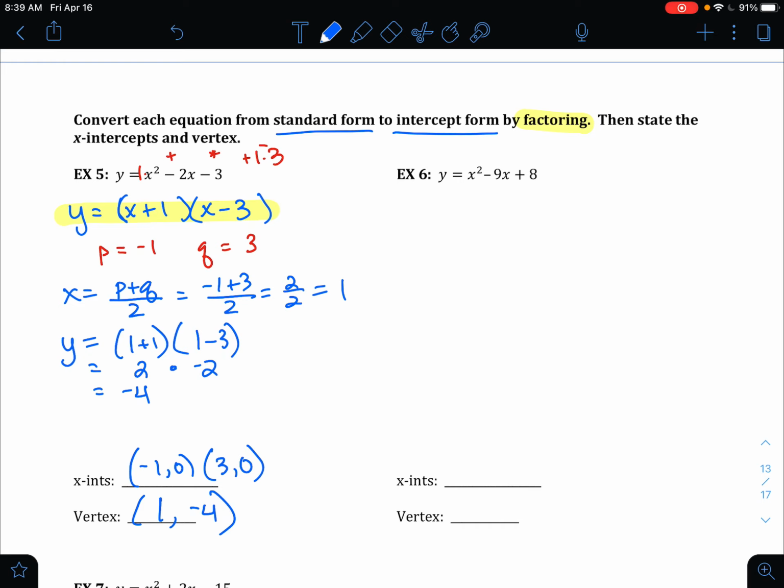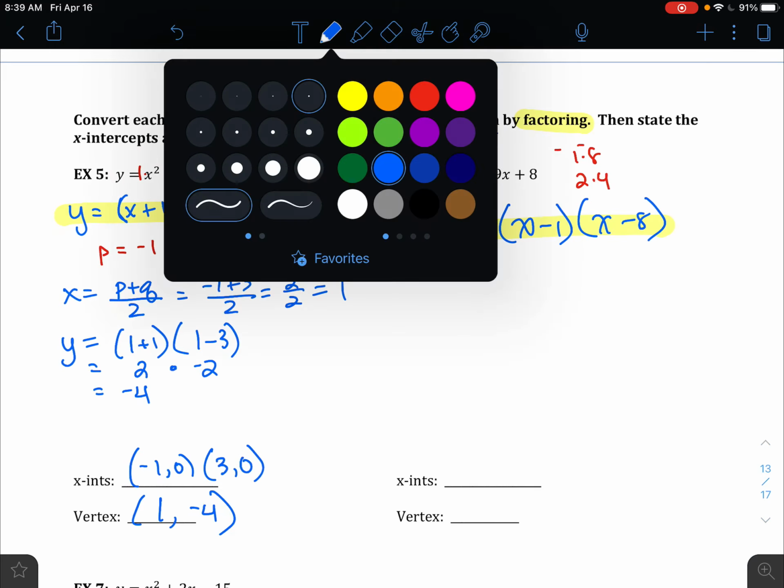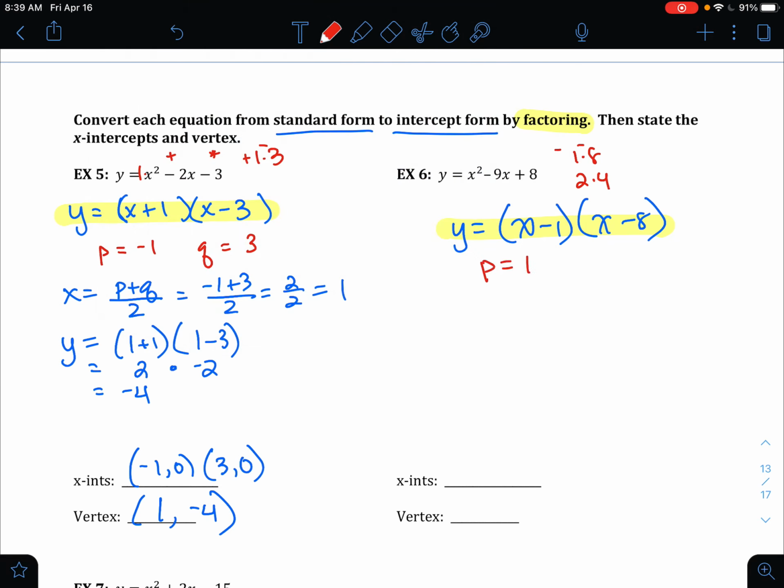Okay, try number 6 and number 7. You're doing a quick factoring and then calculating your vertex. There is my factored form. Let's get our p, 1, q, 8. And so I can go ahead and do intercepts.